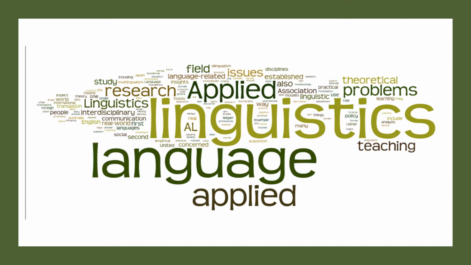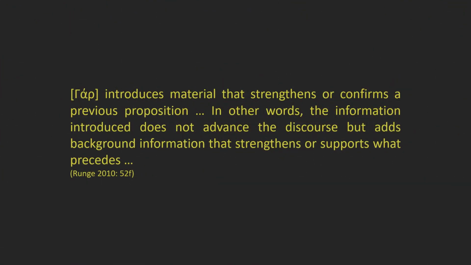Looking at the conjunction gar through the framework of modern linguistics and discourse grammar provides us with a slightly broader definition of this word. Gar introduces material that strengthens or confirms a previous proposition. In other words, the information introduced does not advance the discourse, but adds background information that strengthens or supports what precedes.